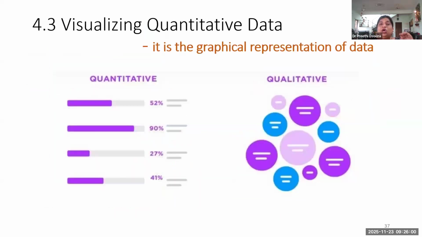We now move on to visualizing quantitative data. You can either have qualitative data or quantitative data. You're going to put it into graphical representation.